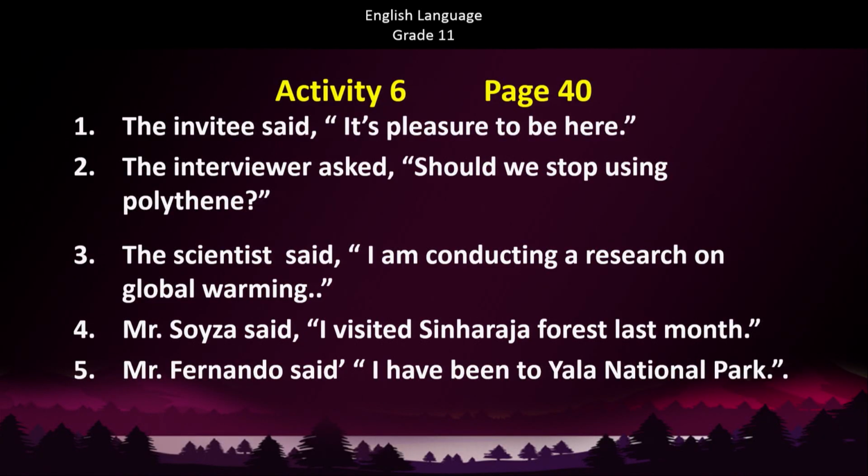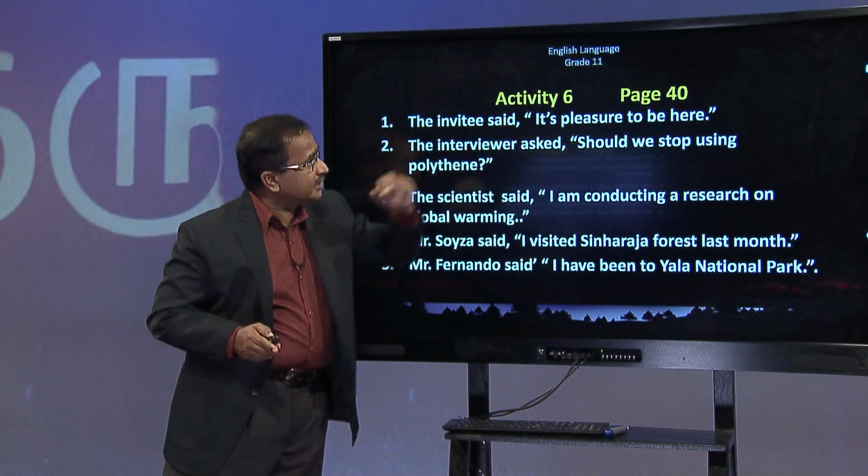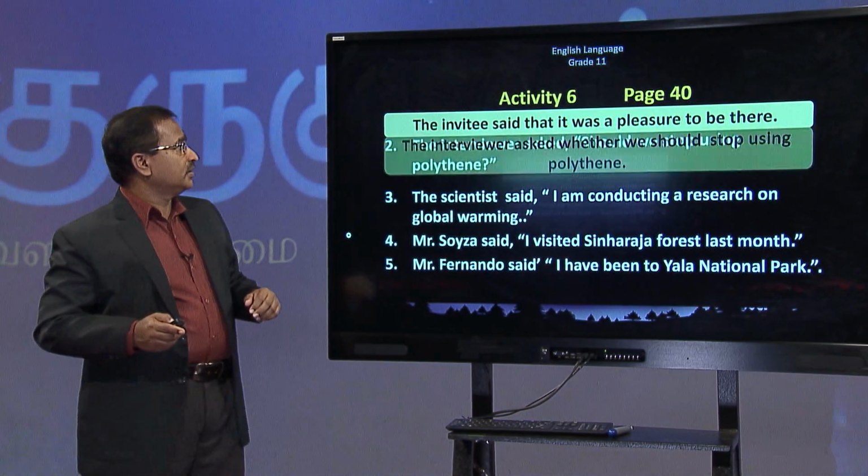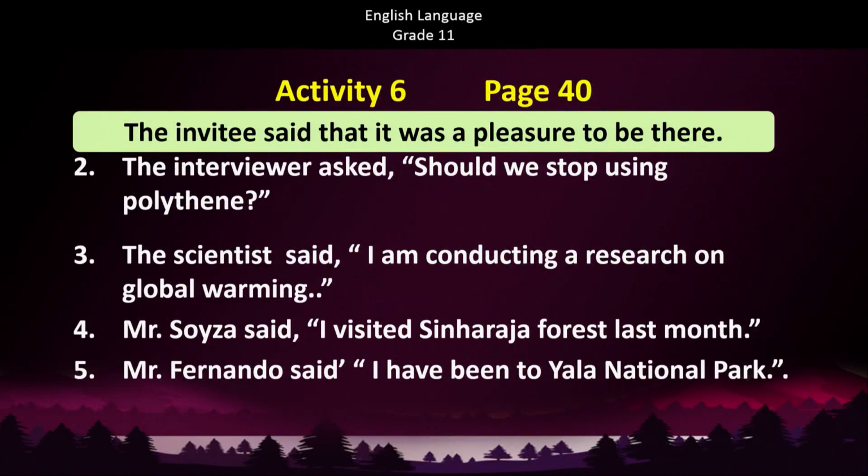So, look at this activity, activity 6, page 40. If you have your textbooks, please take them out. Turn to page 40. Look at the first one. The invitee said, "It's a pleasure to be here." How do you convert it into reported speech? Remember, the verb should be changed and the word "here" should be changed. The invitee said that it was a pleasure to be there.